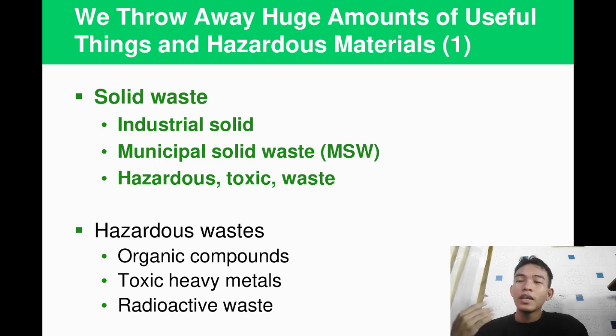Of course, hazardous toxic waste. So it covers organic compounds and toxic heavy metals. Toxic heavy metals are the metals that can harm people, like lead or mercury. That's the example of toxic heavy metals. And the radioactive waste, these are the waste that comes from nuclear power plants and hospitals.